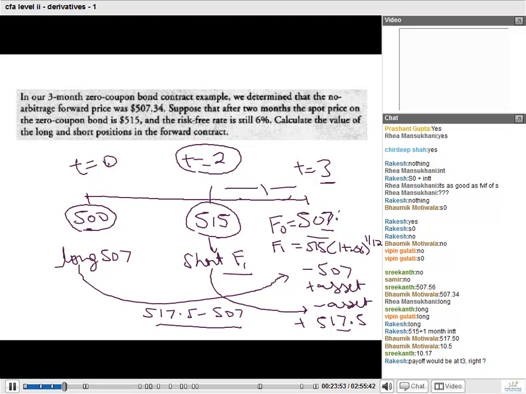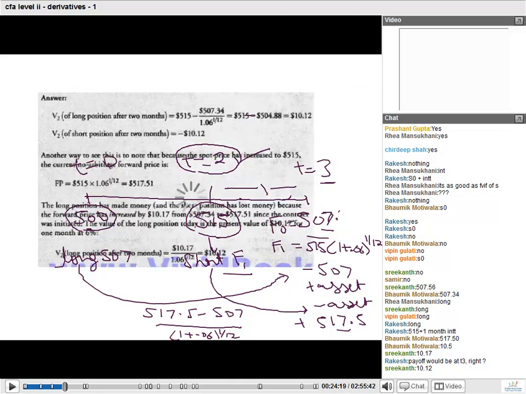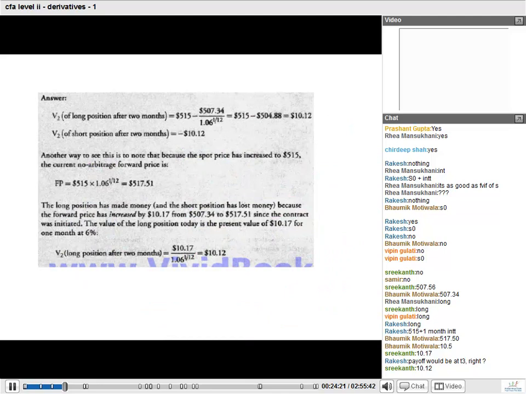So this payoff that he has guaranteed himself, however, is at t equal to 3. So what is the present value of the payoff, or what is the value of the contract at t equal to 2? After 2 months, what is the value of the contract? This is discounted back by 1 month. So this is called valuing off market contracts.